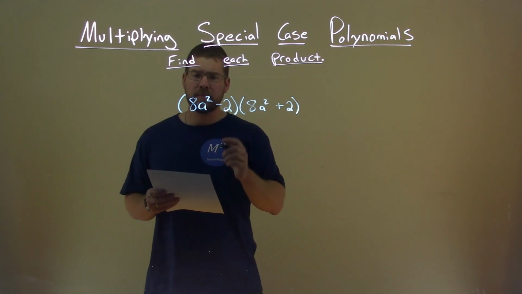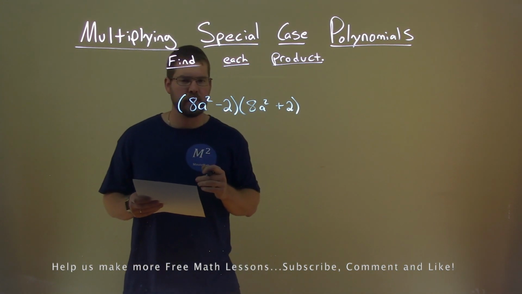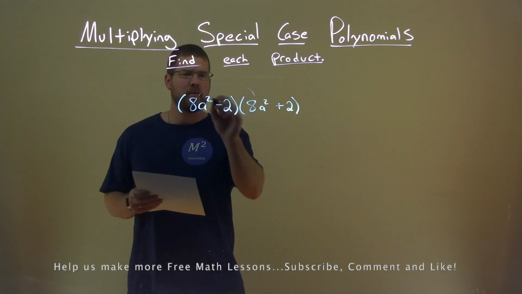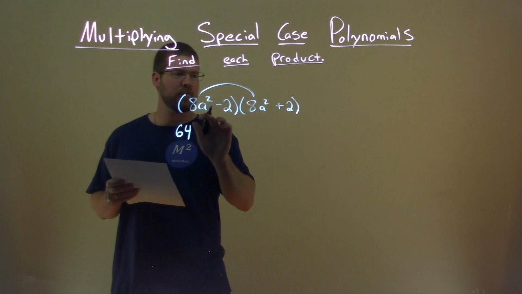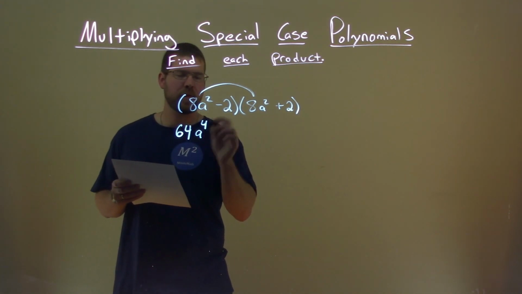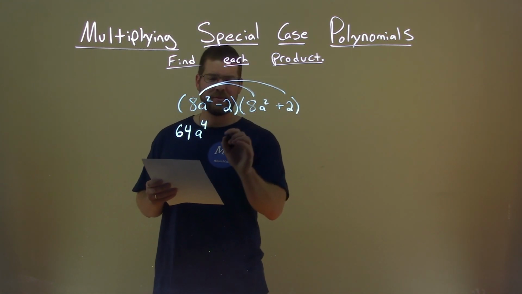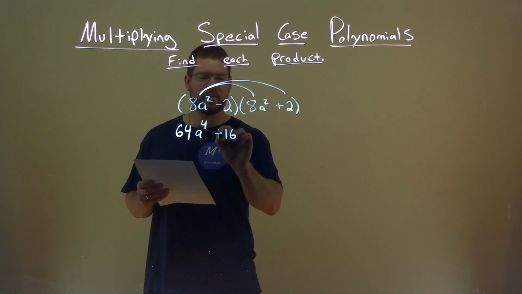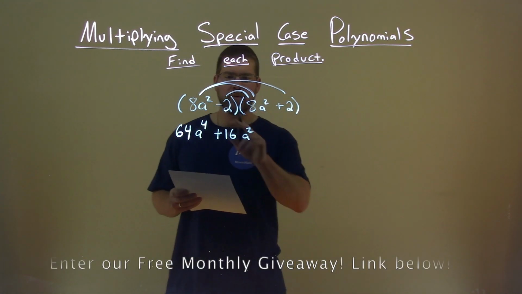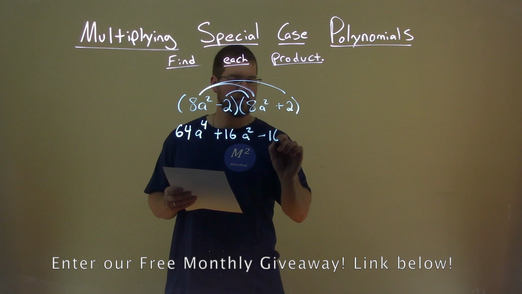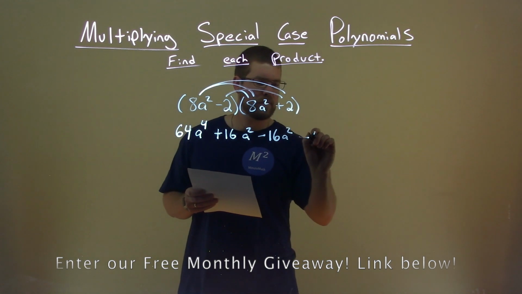We're given this problem right here. 8a squared minus 2 times 8a squared plus 2, and we need to find the product. Well, first step, we take 8a squared and multiply it by 8a squared. 8 times 8 is 64. a squared times a squared, well, it's a to the 4th power. Continuing on, 8a squared times 2. 8 times 2 is 16, so we have positive 16, and we keep the a squared. Negative 2 times 8a squared, well, negative 2 times 8 is a minus 16, and then we have the a squared. Negative 2 times a positive 2, well, it's a minus 4 right here.